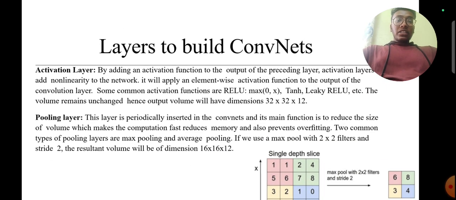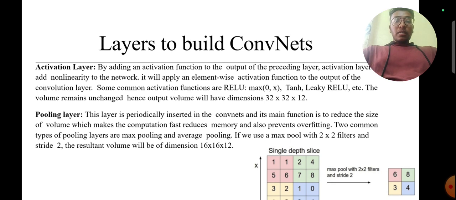By adding an activation function to the output of the preceding layer, activation layers add nonlinearity to the network. It will apply an element-wise activation function to the output of the convolutional layer. Some common activation functions are ReLU, tanh, and leaky ReLU. The volume remains unchanged, hence the output volume will have the dimensions 32 x 32 x 12.